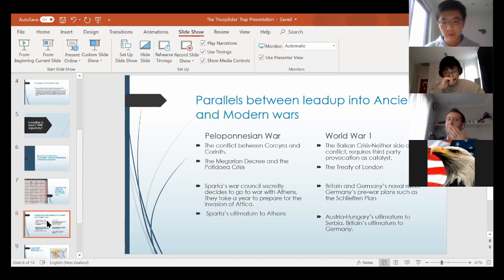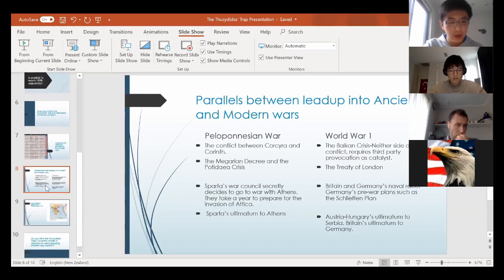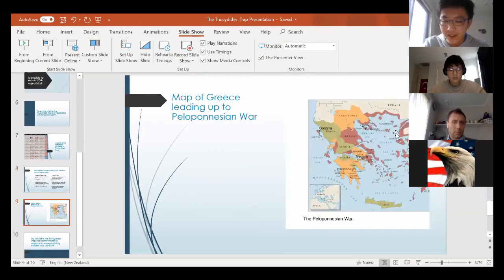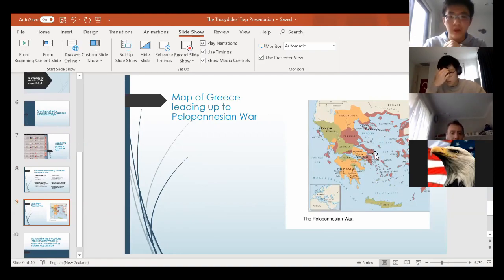The second parallel is the Megarian decree and the Potidaea crisis. You definitely don't know what they are, I'd assume, so I'll briefly explain what they were. If you look at the map here, unfortunately I can't see anything, but okay, I can move this. Good. So basically the territory in red is Athens-controlled territory, or territories they have influence over. You see how Athens, because they were really dominant at sea, could secure all the other outer sea ports. Whereas Sparta was very land dominant, so they couldn't really challenge Athens in naval battles.